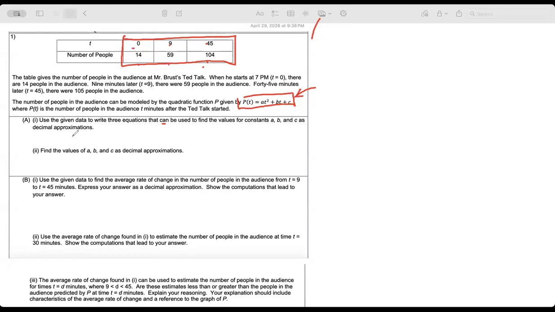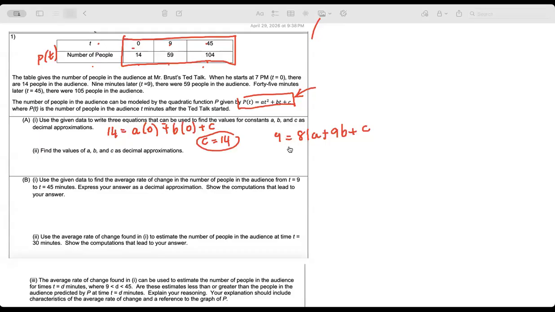You can check. However, use the given data to write three equations that can be used to find the values of A, B, C, right? What do you do? Here you know the value of t and P of t. So using that, you can put P of 0 equal to 14. That will be equal to A times t squared plus B times t plus C. So that gives you C equal to 14. Any questions, Advik? The second one, when you think about it, 59 would be equal to 81A plus 9B plus C. Does that make sense, Advik?